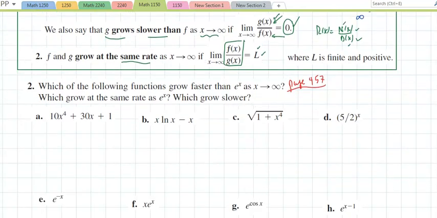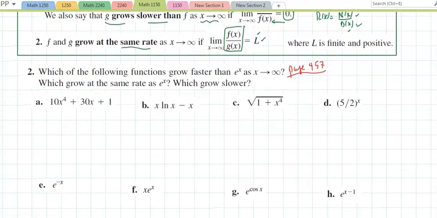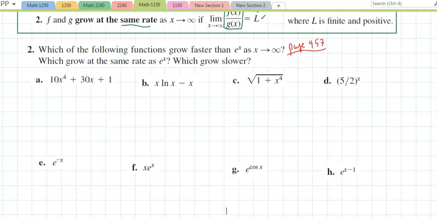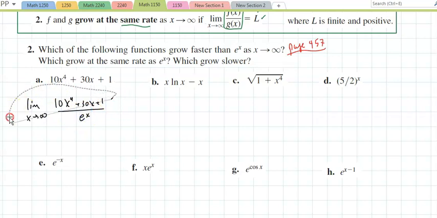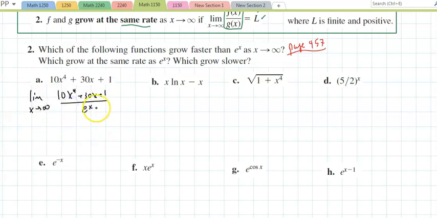So when they say, which of the following functions grow faster than e to the x? Which grow at the same rate as e to the x? Which grow slower? Well, all you have to do is take a limit, and that will determine how this works. That is, I'll take the limit as x approaches infinity in any order. If I decided to take 10x to the 4th plus 30x plus 1 and divide that by e to the x, this is how it works. If I get the limit to be 0, that means e to the x is growing faster. Here they're asking, let me just answer the question, which of the following growing faster, same, or slower? If I get this limit to be 0, this function will be growing slower.